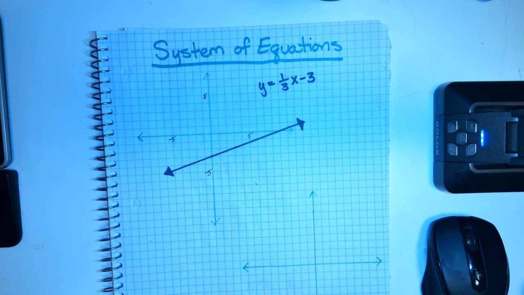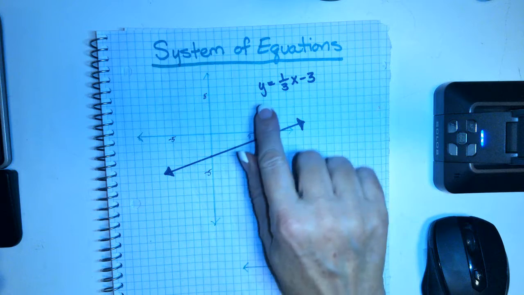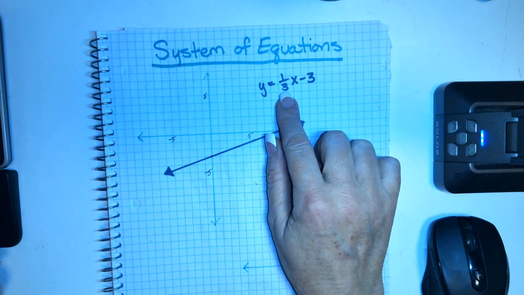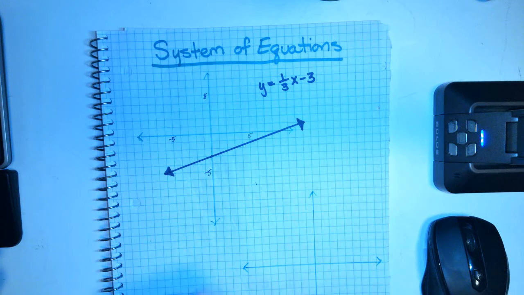Today we're going to talk about systems of equations and what it means to have a system of equations. We're going to start off with linear equations, the basic y equals mx plus b, and in this case I'm starting with the equation y equals 1/3 x minus 3.